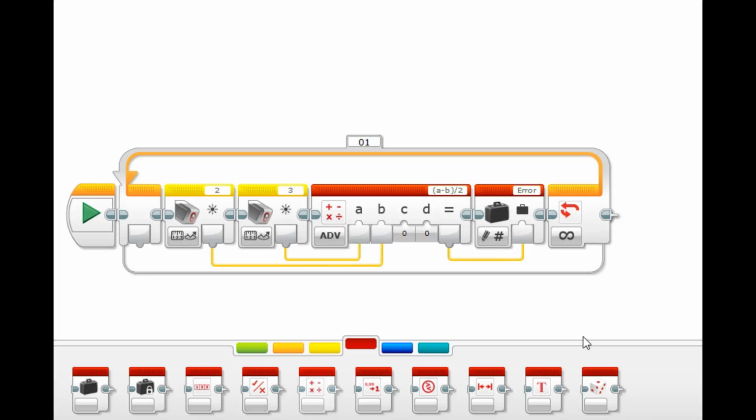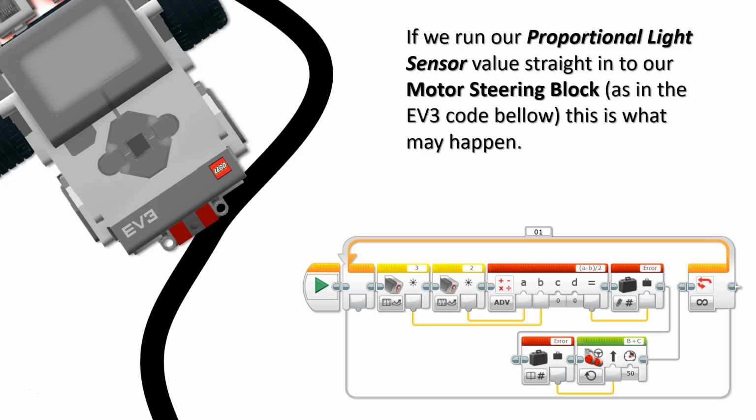If we want our proportional light sensor value straight into our motor steering block, as in the EV code before, this is what may happen. Our proportional error range is between 35 and minus 35. Remembering earlier, that's not enough turning power for a sharp curve or in corners like the animation, and you will end up overshooting off the course.